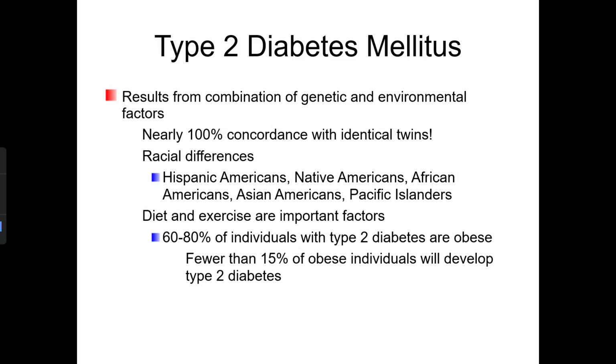Type 2 results from a combination of genetic and environmental factors, with nearly 100% concordance in identical twins. Racial differences, as we mentioned previously: Hispanic Americans are much more likely to get it, then come African Americans, and then whites. Diet and exercise are important factors. 60 to 80% of individuals with type 2 diabetes are obese. Fewer than 15% of obese individuals will develop type 2 diabetes.